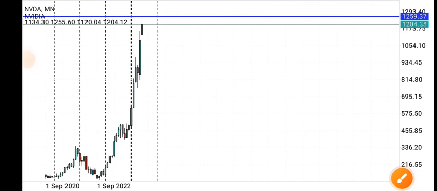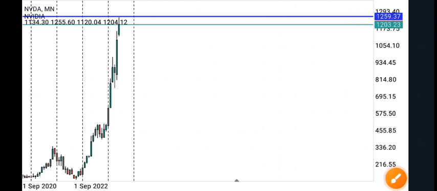NVIDIA overview, price prediction, and technical analysis, and we're on the monthly chart. What we'll do is start off on the monthly chart and work our way all the way down to about the H4 chart. And yeah, without wasting any further time, let's get straight into the actual technical analysis.